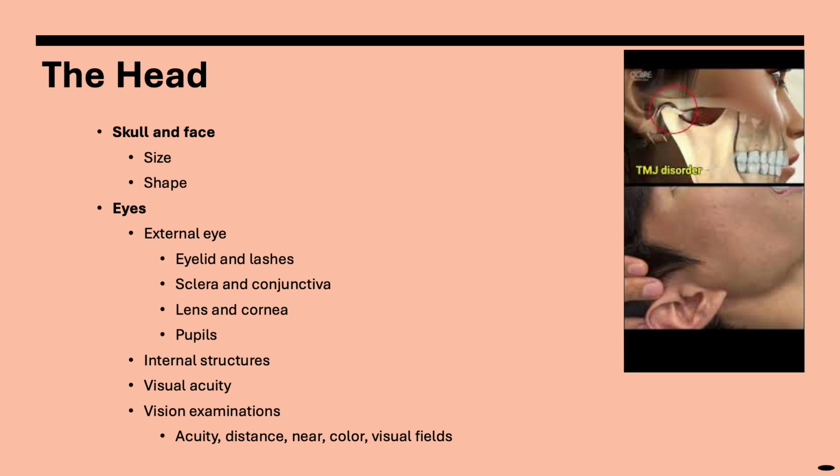When examining the eyes, you will inspect and palpate the external eye structures like the eyelid, lashes, sclera, conjunctiva, lens, cornea, and pupils, as well as the internal eye structures. And finally, you will assess the vision, like the acuity, the distance, the nearness, the color, and the visual fields. So there should be no pallor, no dryness, or edema in any part of the eye.